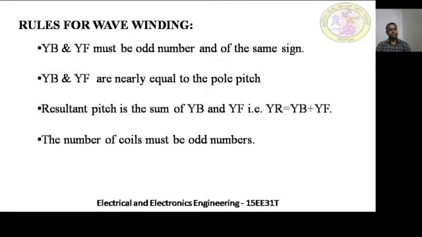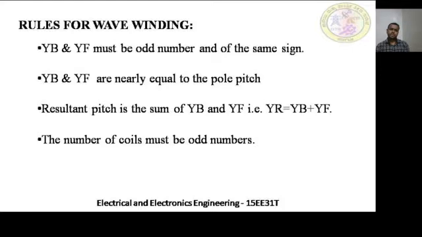Next point: the back pitch and front pitch are nearly equal to the pole pitch. What do we mean by pole pitch? The pole pitch is the number of armature conductors divided by the number of poles, or the number of armature slots divided by the number of poles. So the back pitch and front pitch must be nearly equal to the pole pitch. Okay, the next point, the resultant pitch.